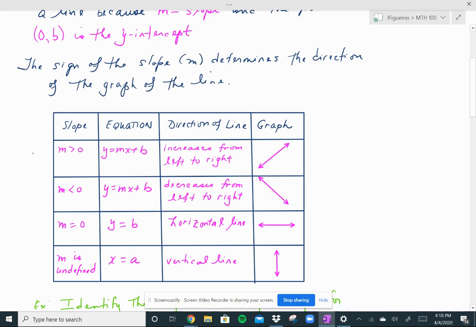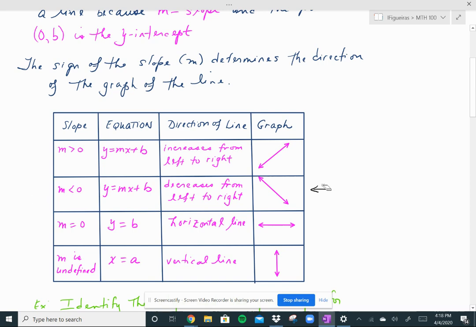So when your slope is positive, m is greater than 0, you can write the equation in slope-intercept form, y equals mx plus b. That means that the line increases from left to right, and the graph will look something like what you see here on the right. When your slope is negative, so something less than 0, you can also write it in the format of y equals mx plus b. The line decreases from left to right, and the graph would look something like what you see here.